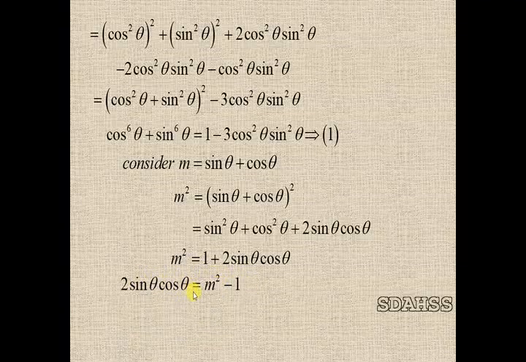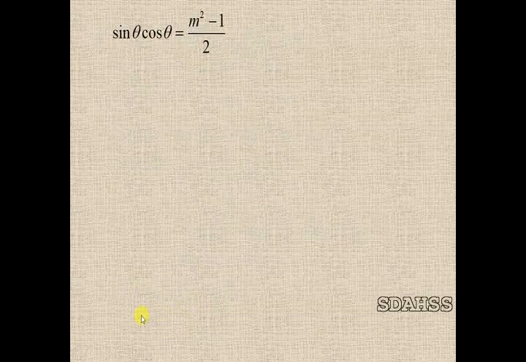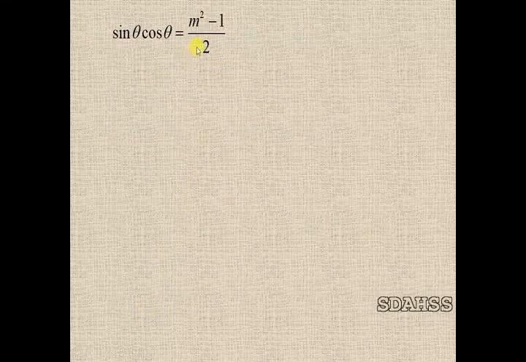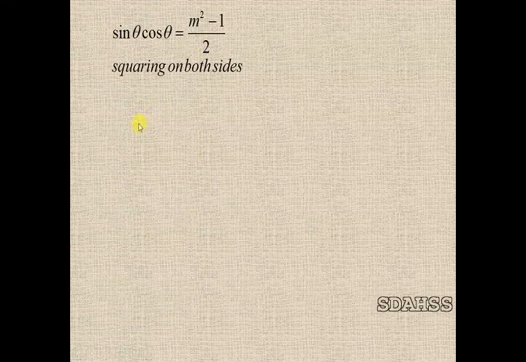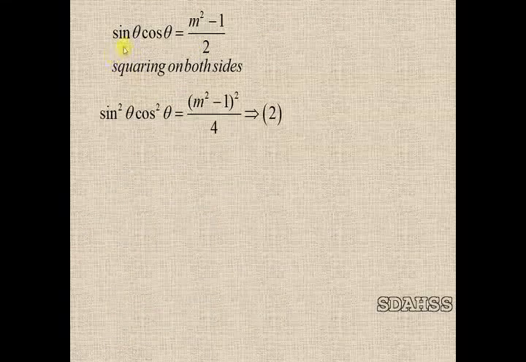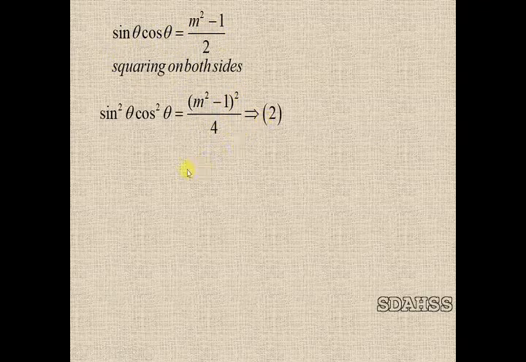So 2 sin theta cos theta is m square minus 1. You bring this to the other side, it comes under the division. So sin theta cos theta is equal to (m square minus 1) by 2. Squaring on both sides, you have sin square theta cos square theta is equal to (m square minus 1) the whole square divided by 4. Mark it as second equation.